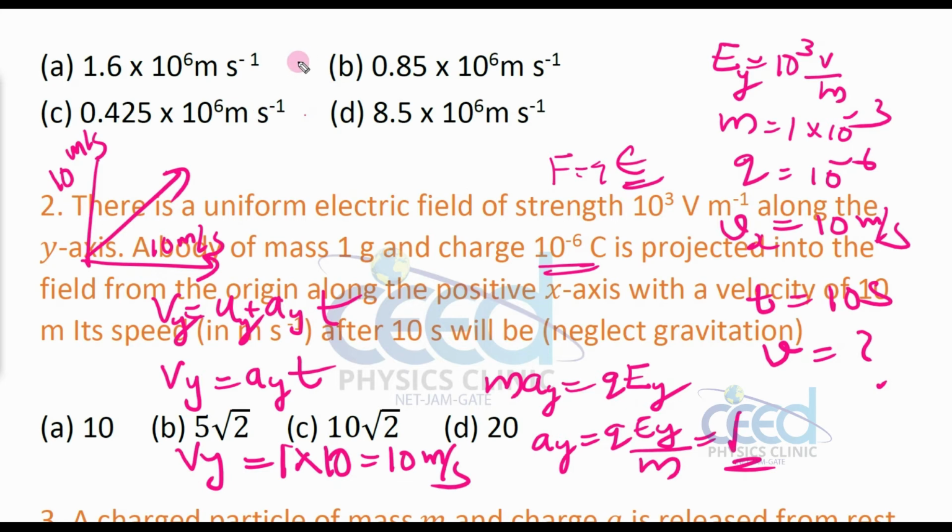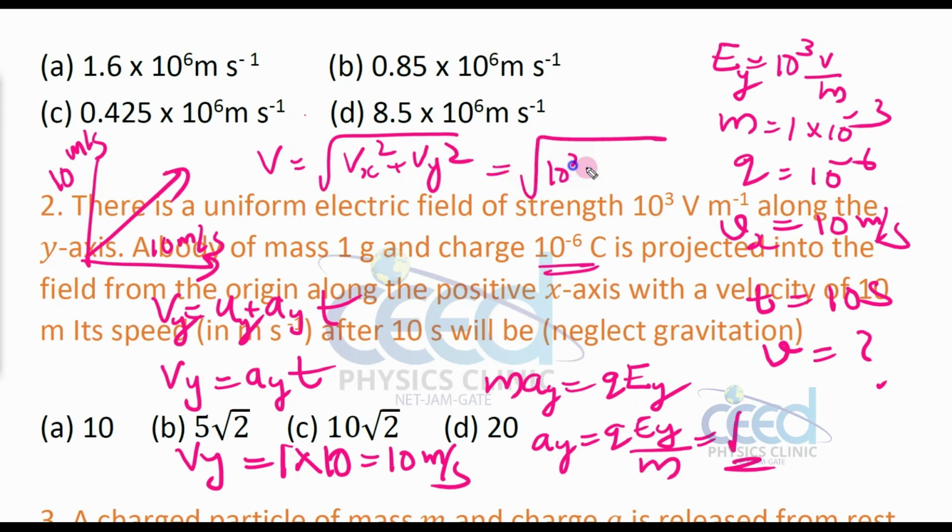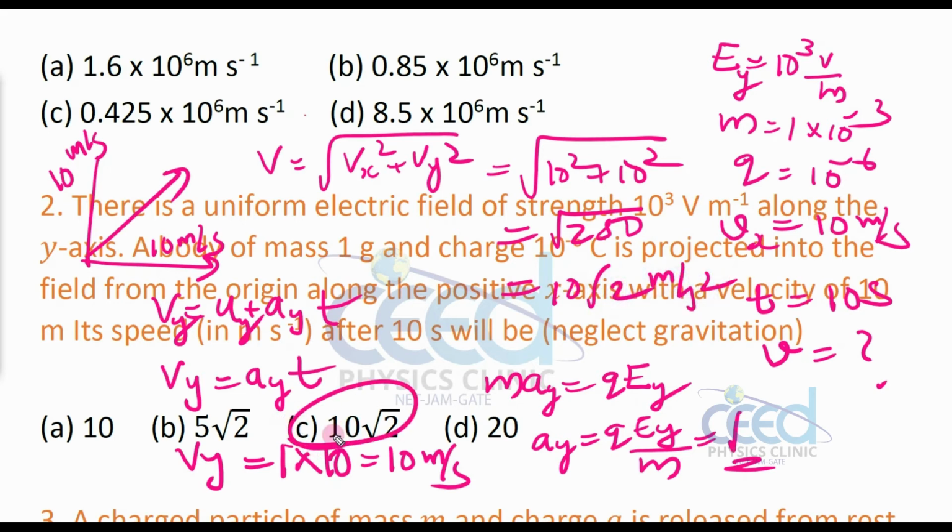V is equal to the square root of Vx square plus Vy square, that you will get as root of 10 square plus 10 square, that is square root of 200, that is 10 root 2 meters per second. So C will be the answer. Alright.